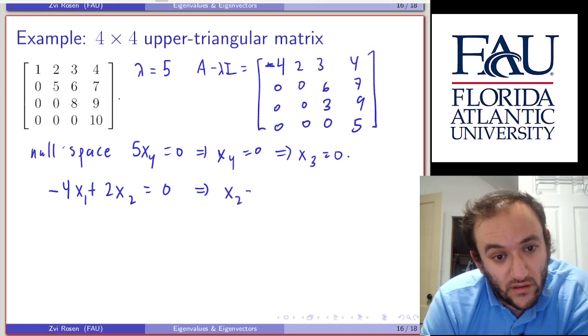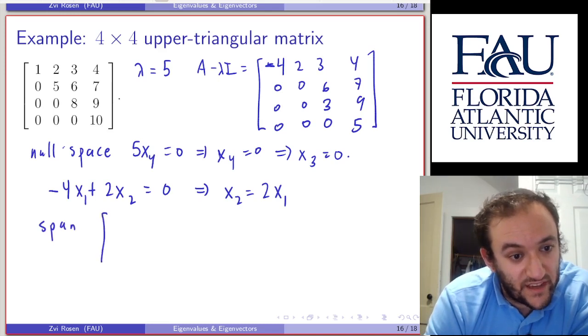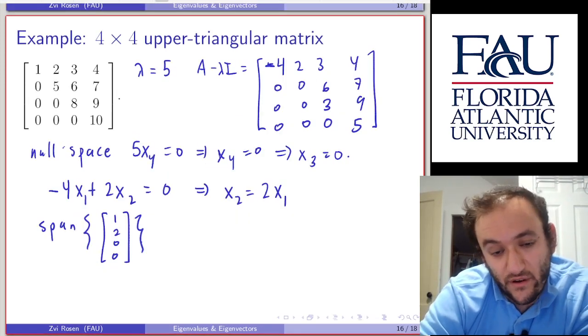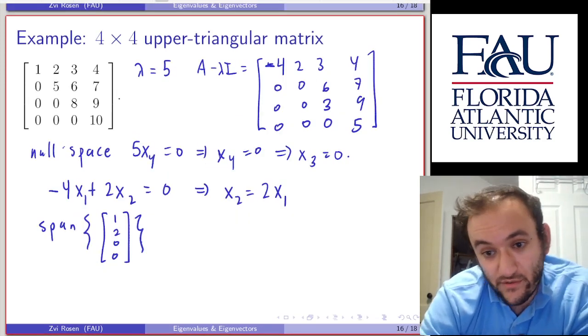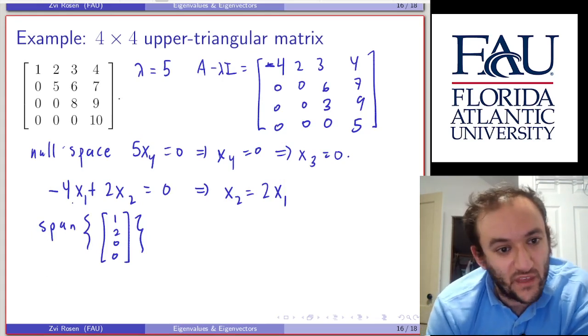That implies that x2 equals twice x1. So this is going to be the span of the vector 1, 2, 0, 0. Okay, so last one we got 1, 0, 0, 0. Now we have 1, 2, 0, 0. Okay.